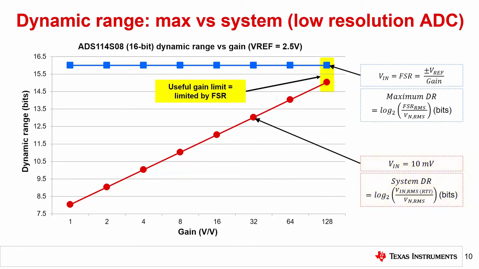Note that the system dynamic range trends towards the maximum dynamic range as the gain increases, illustrating how applying gain to your system can reduce noise and improve dynamic range. In this case, a useful gain limit is set by the ADC's full-scale range such that using a gain greater than 128 would amplify your input signal beyond the ADC's allowable FSR.